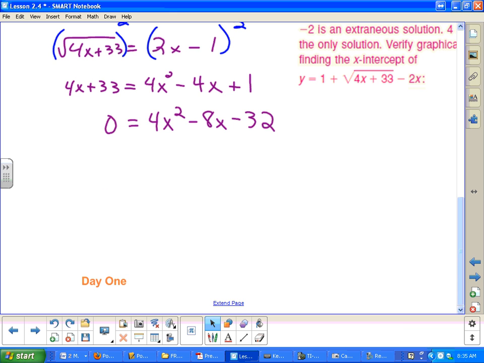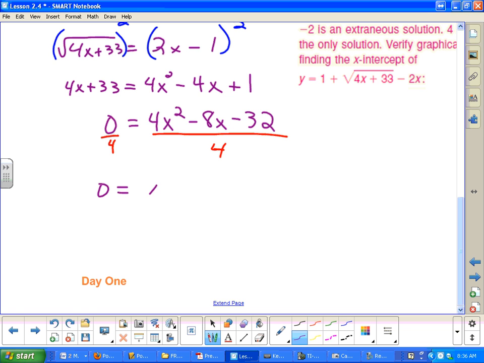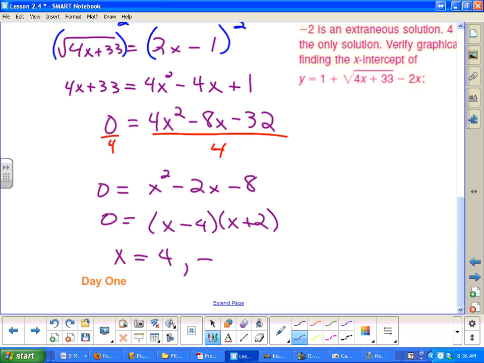Okay. All right. So I can divide everything by 4. Now I was looking at Turner's and he factored out 4, and that's fine. But in this case, I could divide by 4 and it just gets rid of it, doesn't it? Because 0 divided by 4 is 0. So 0 is equal to x squared minus 2x minus 8. So we get x minus 4 and x plus 2. So x equals 4 or negative 2.